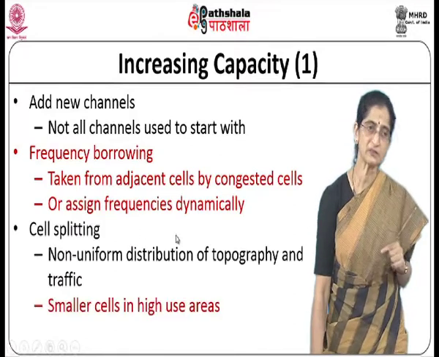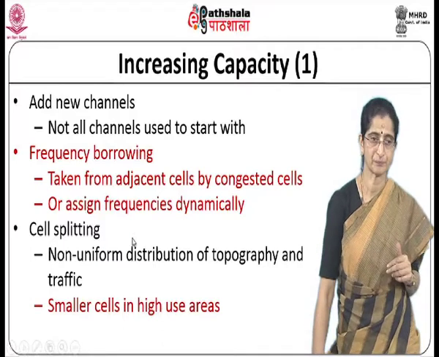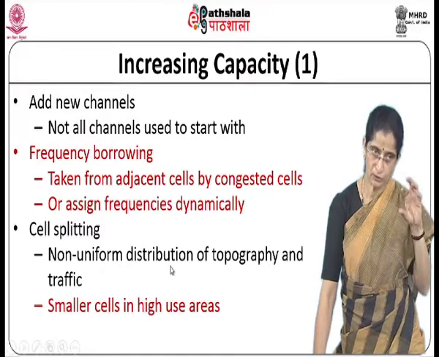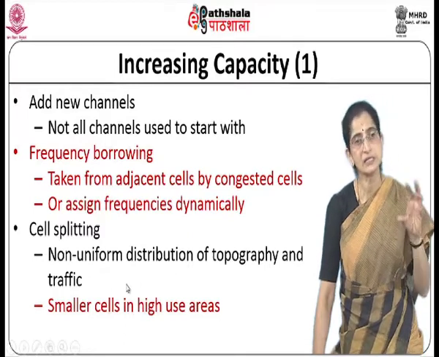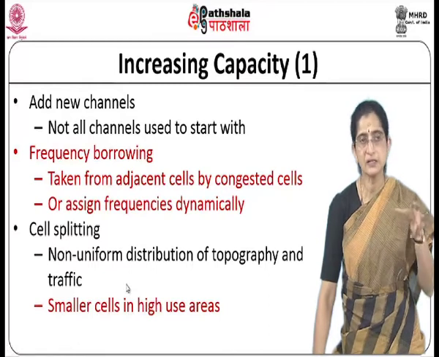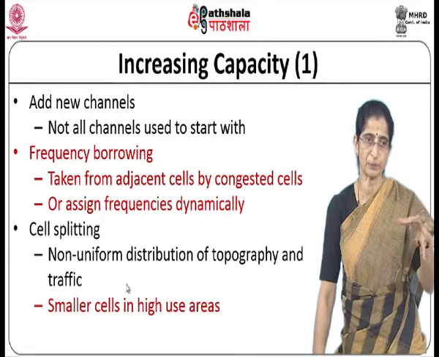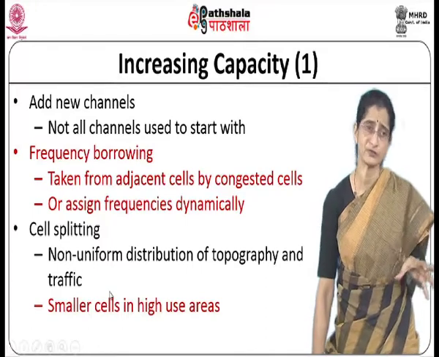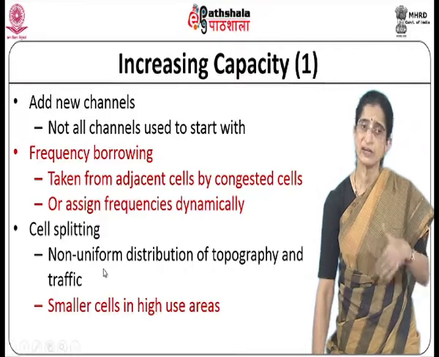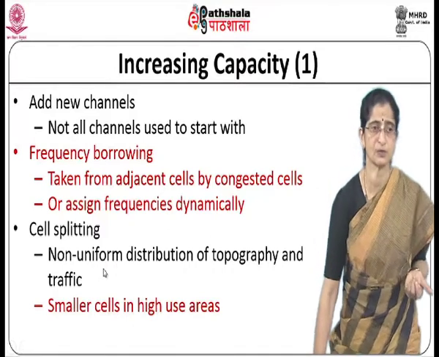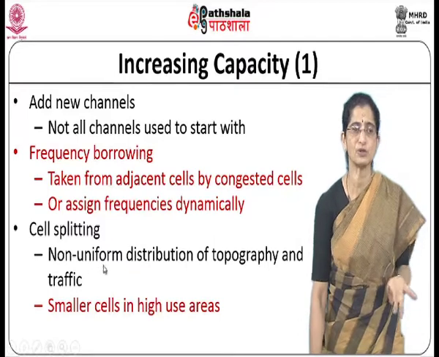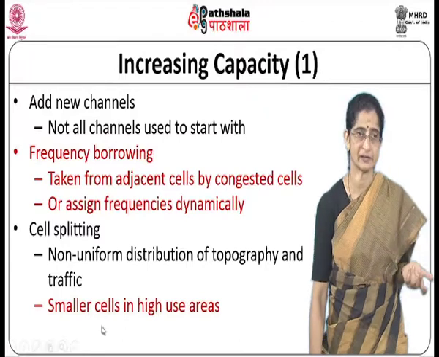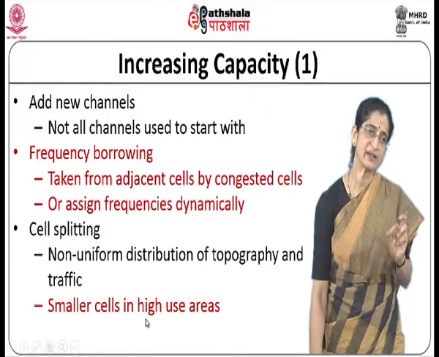The third option that we have is what is called cell splitting. This is especially useful when you have a non-uniform distribution of topography and traffic. For instance, even in a city, there are certain areas, for instance downtown or a particular township, where you may find it highly congested. There are a lot of calls going on in that area, whereas in certain outskirts there may not be so many calls. So, you will have a non-uniform distribution of traffic. You can try to use different sized cells in different areas, smaller cells in areas where there is higher use.